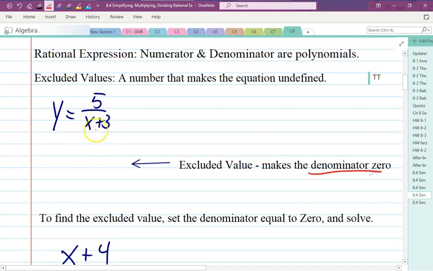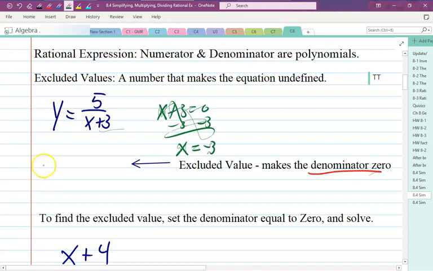So what we do is we take the denominator and we set it equal to 0. Here the denominator is x plus 3, so we write x plus 3 is equal to 0. We can subtract 3 from both sides, and that gives us x is equal to negative 3. So our excluded value, if we were to solve this, we would say that x cannot equal negative 3. And we'll get into solving later on.